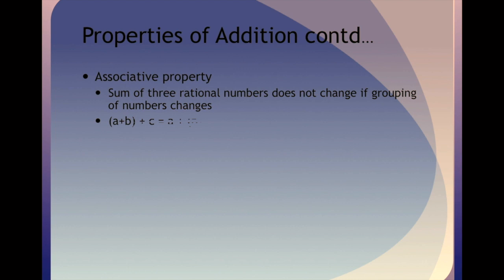Now let us discuss the next property, which is the associative property. What does it mean? The associative property says that if we change the grouping of numbers, the answer will still remain the same in the case of addition.